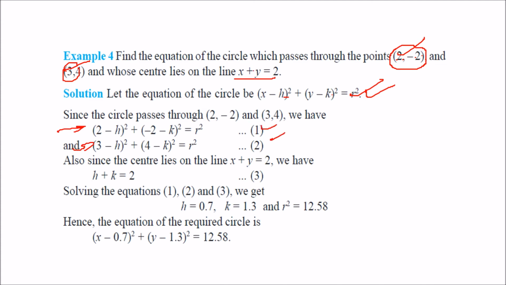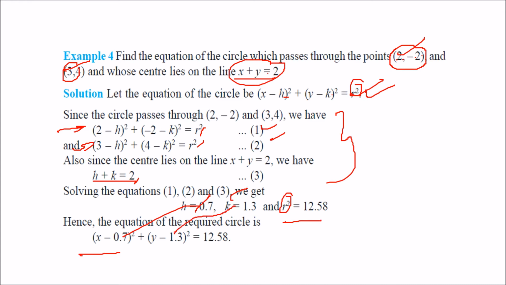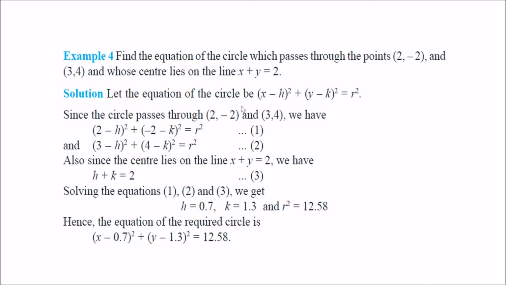So these are two equations. Now h and k, the center, lies on this line, so h and k will satisfy this equation also. So h plus k equal to 2. We have to solve these three equations. h will be 0.7, k will be 1.3, and r square will be 12.58. We don't need to find r right now because we have r square, so we can directly use it. So (x minus 0.7) whole square plus (y minus 1.3) whole square is equal to 12.58.